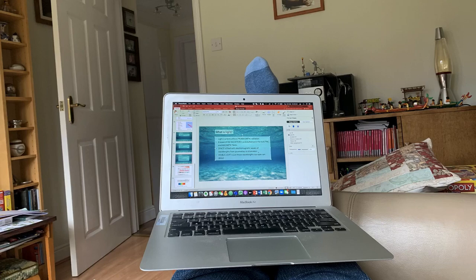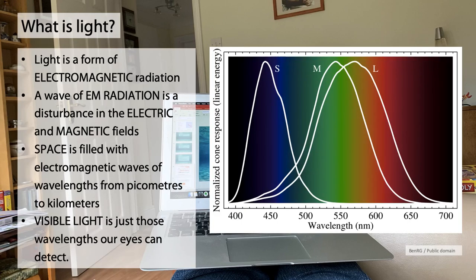Rods work in black and white light. They work in black and white only, but they work in faint light, whereas cones, you have three types of cones called S, M and L cones, and they are able to detect the different colours, approximately adding up to the sort of red, green and blue parts of the spectrum.